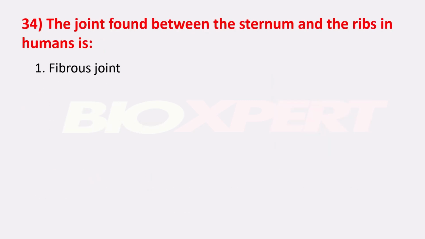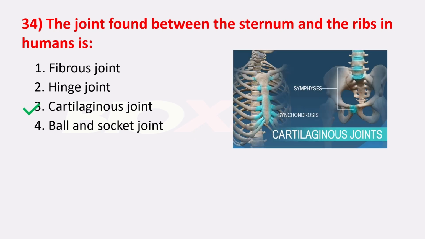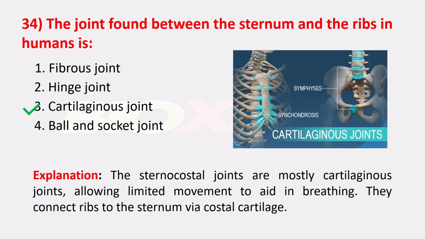The joint found between the sternum and the ribs in humans is cartilaginous joint. The sternocostal joints are mostly cartilaginous joints, allowing limited movement to aid in breathing. They connect ribs to the sternum via costal cartilage.